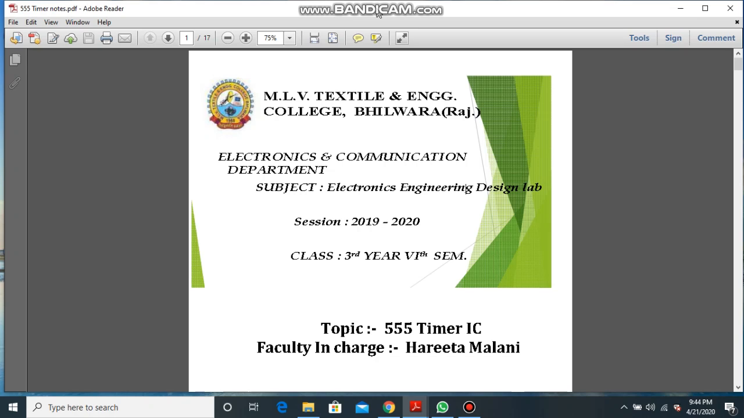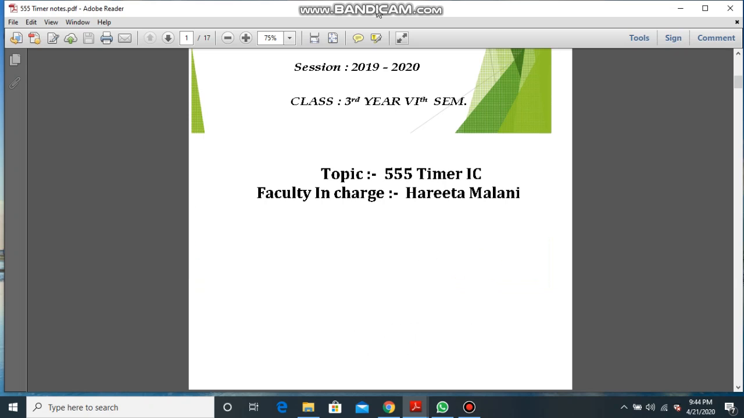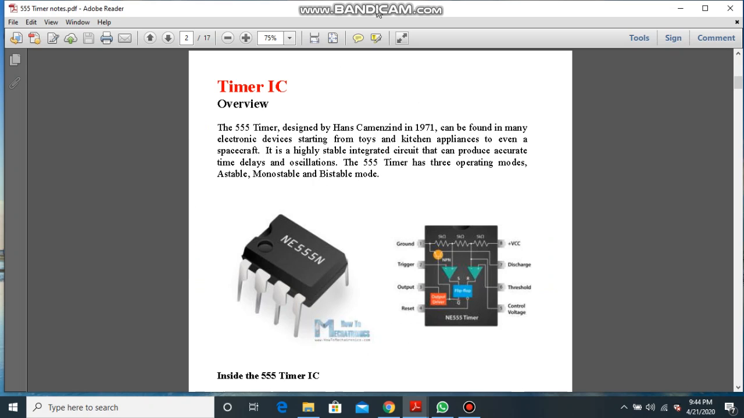So I want to discuss some important parameters of this IC. Today the topic to discuss is the 555 timer IC. This is the overview. The 555 timer IC was invented in 1971 and it found so many applications, from toys, kitchen appliances, spacecraft, and in our electronics and communication labs. It is a timer IC.